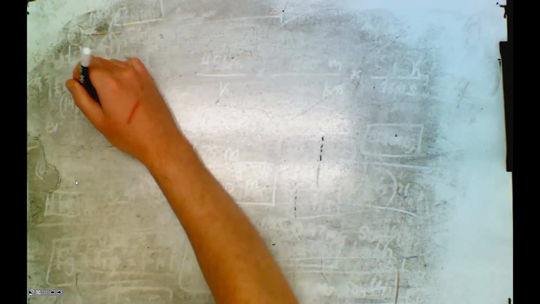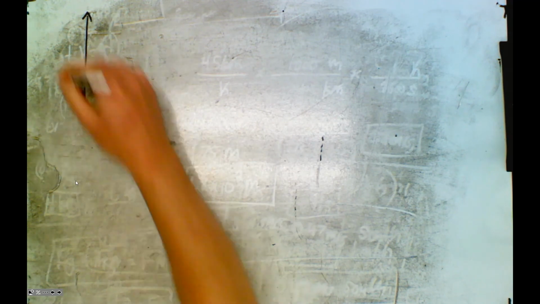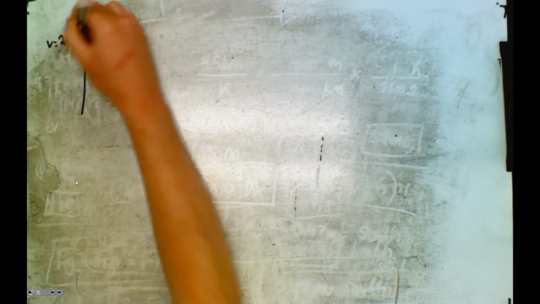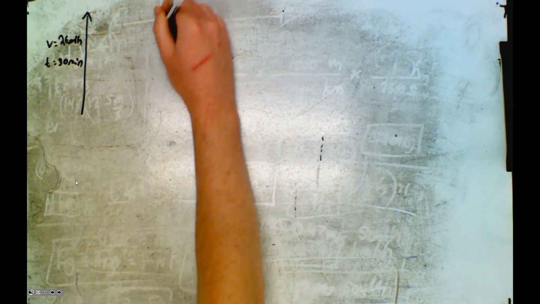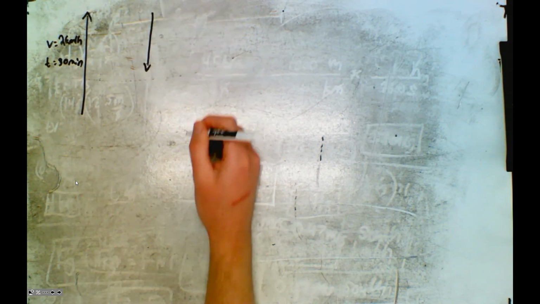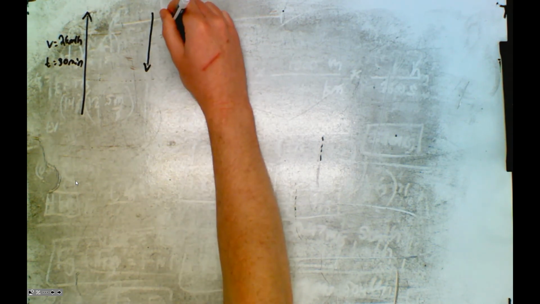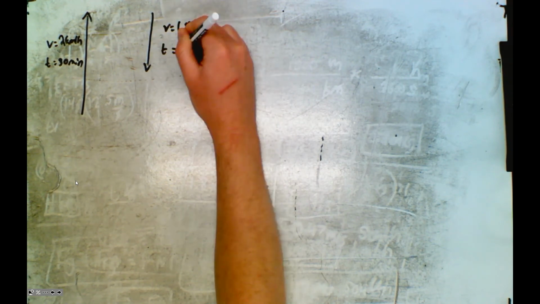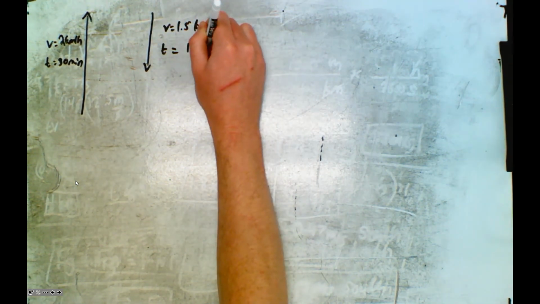So let's draw out what's happening. The first part of the trip, you travel north at a speed of 2 kilometers per hour, and you do it for a time of 30 minutes. And then you travel south at a speed of 1.5 kilometers per hour and a time of 10 minutes.